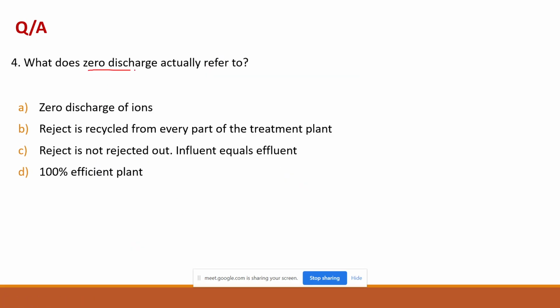What does zero discharge actually refer to? So when we talk about wastewater treatment, this is a very common terminology which is now used with respect to most of the industries. They claim that they are ZLD, which means zero liquid discharge. So what does zero discharge actually refer to?